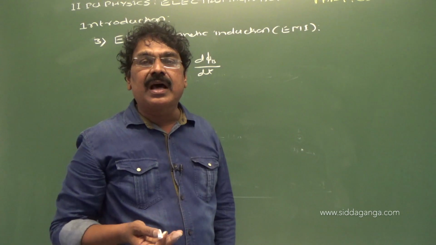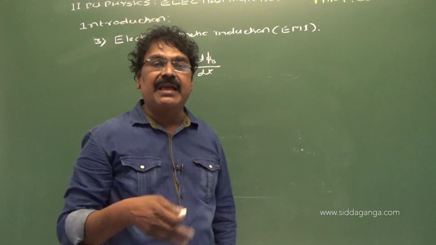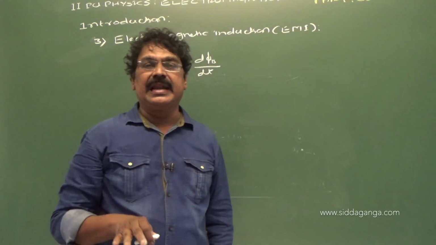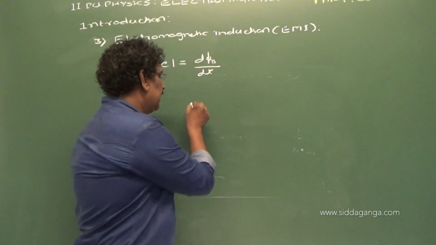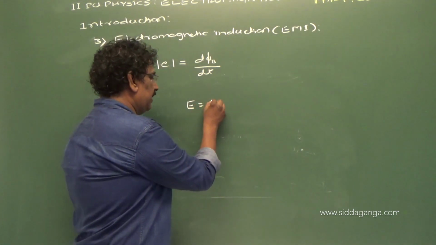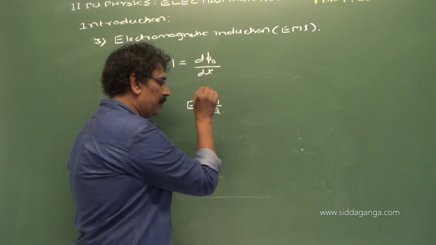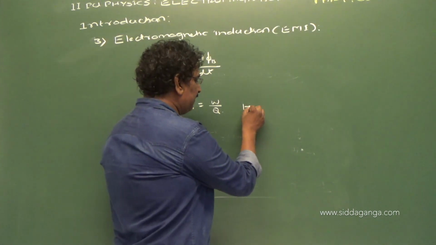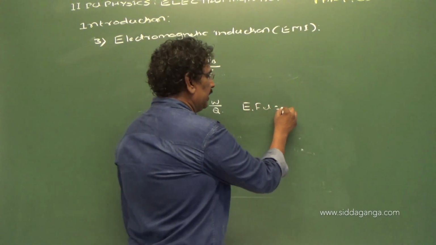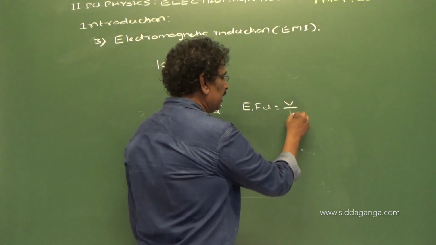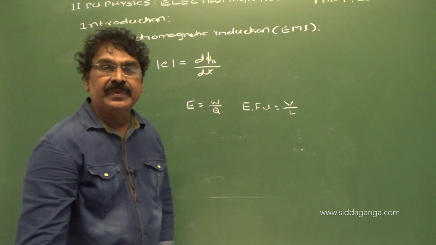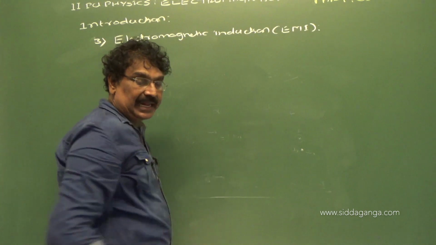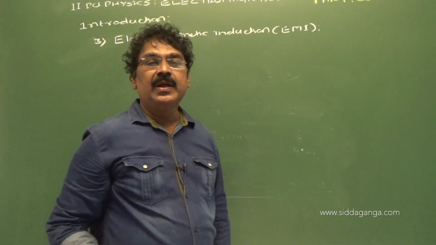We know that EMF is the amount of work done in driving a charge once round a closed circuit. As we have discussed in electric current, EMF is equal to work done by charge. And we also know that electric field is equal to potential difference by length. That is, whenever an EMF is induced, it means that an electric field is induced.